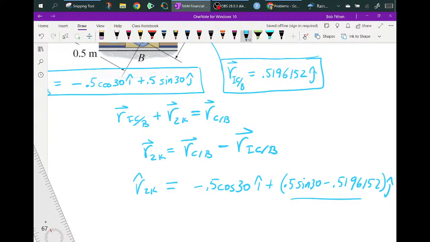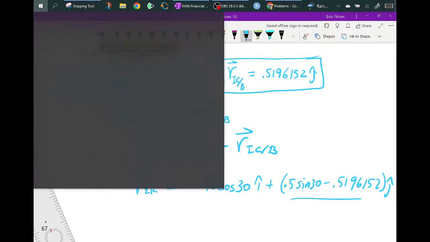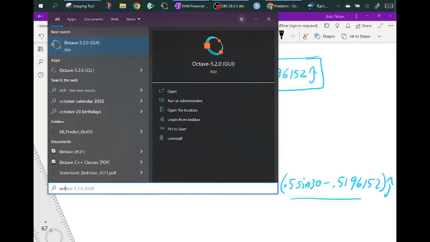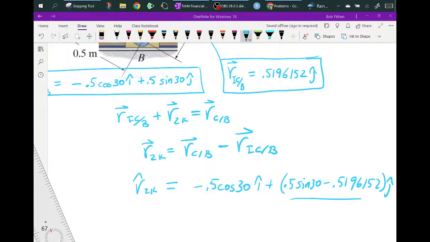Let's check this out, and the way I'm going to do that is see if I have Octave on this machine. Apparently I do.